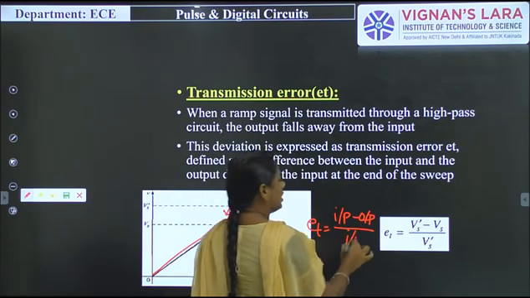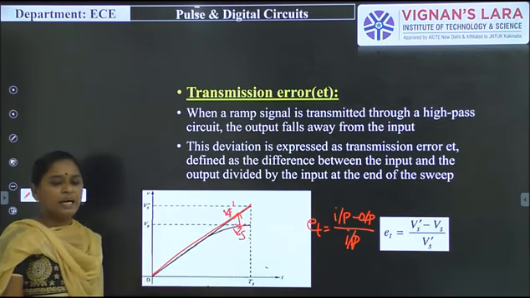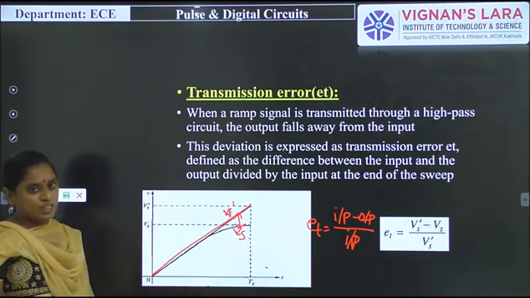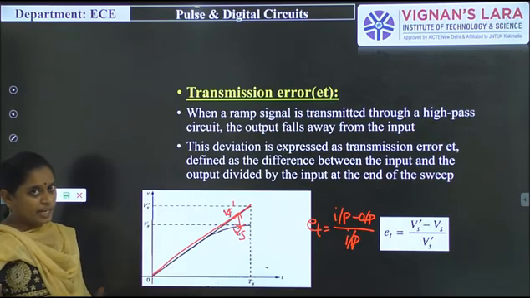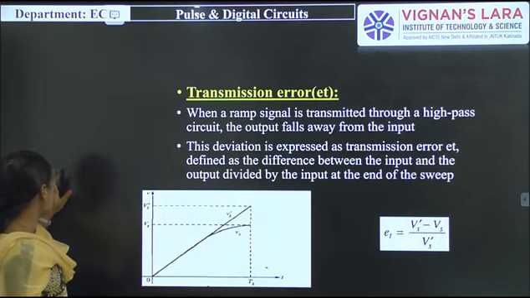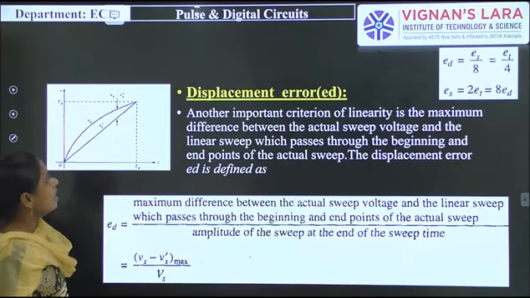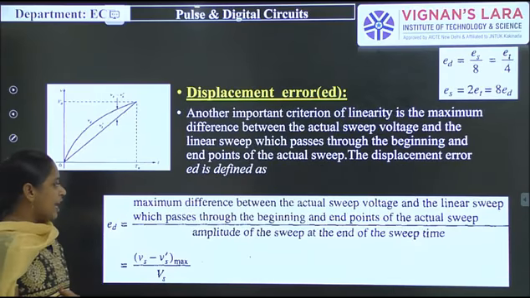So the ratio between the difference of input and output by input is known as transmission error, which is indicated by Et. And the next one is displacement error, the final one.